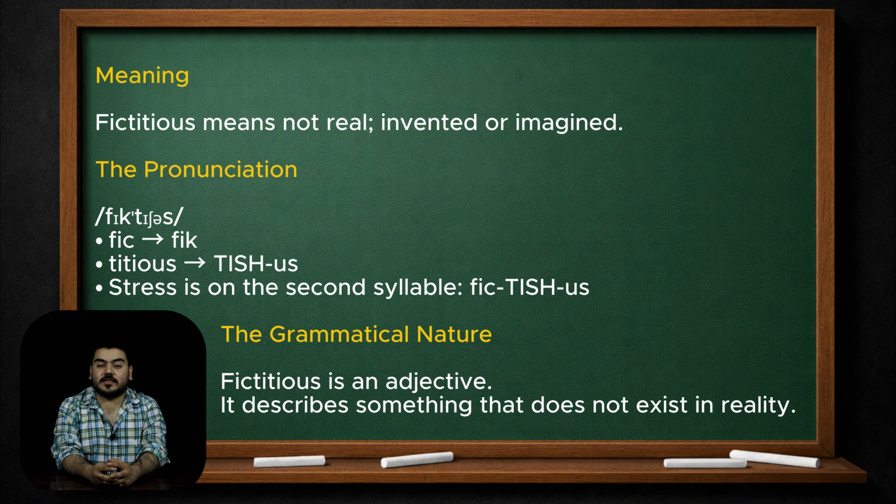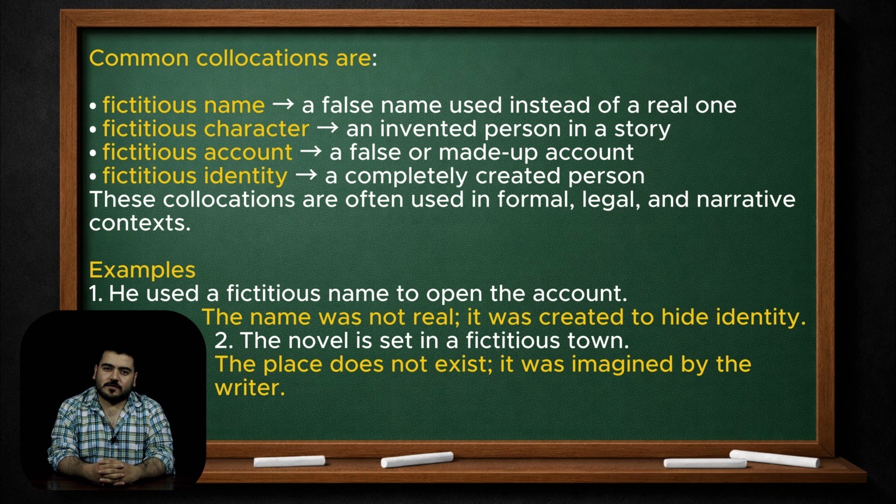It describes something that does not exist in reality. Common collocations are: fictitious name, a false name used instead of a real one. Fictitious character, an invented person in a story. Fictitious account, a false or made-up account. Fictitious identity, a completely created person. These collocations are often used in formal, legal, and narrative contexts.